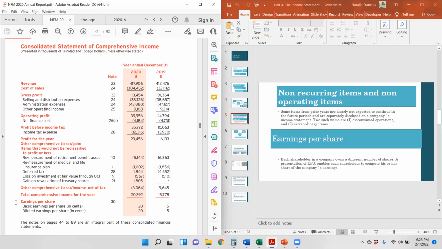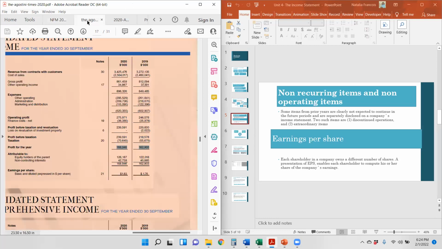Then you have diluted earnings per share. In some cases you see diluted. Diluted means that if the company will dissolve, then this is the percentage that you will receive, should the company decide to close off. I've seen in most statements that the basic earnings and the diluted earnings are the same. Remember, there are ordinary shares and preferred shares. Ordinary shares have voting rights; preferred have no voting rights, but you would get dividends. So if there are preferred shares, you would see it on this statement.